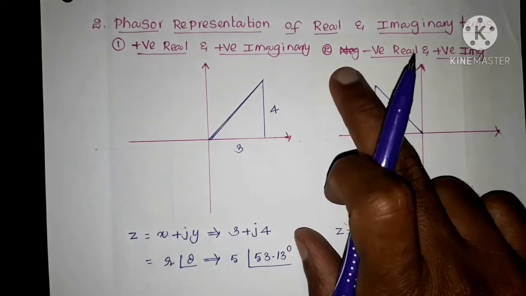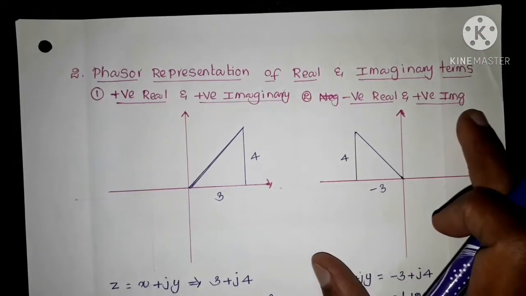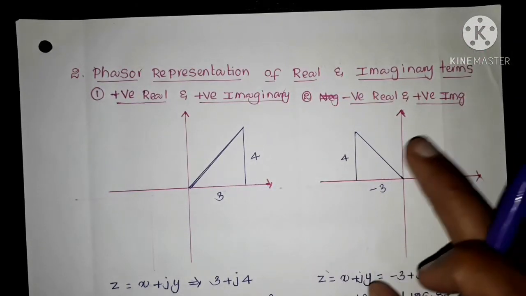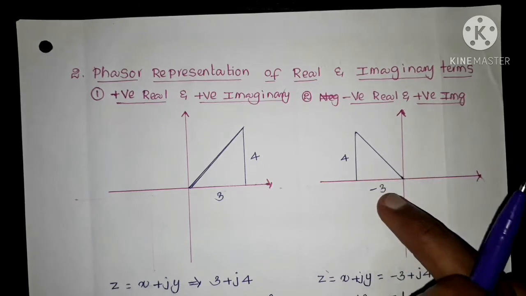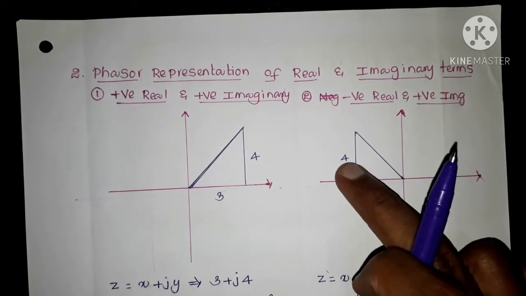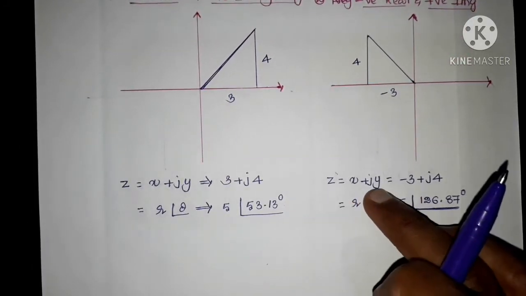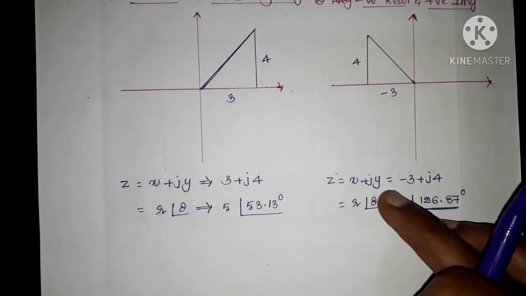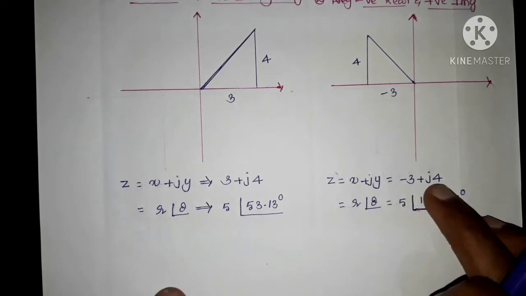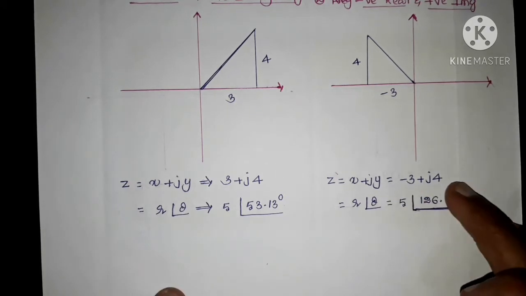Similarly, the second case is negative real and positive imaginary, which means the second quadrant. The real term is negative and the imaginary term is positive. So how can we represent that in rectangular form? x plus jy, where x is minus 3 and y is 4. So minus 3 plus j4.